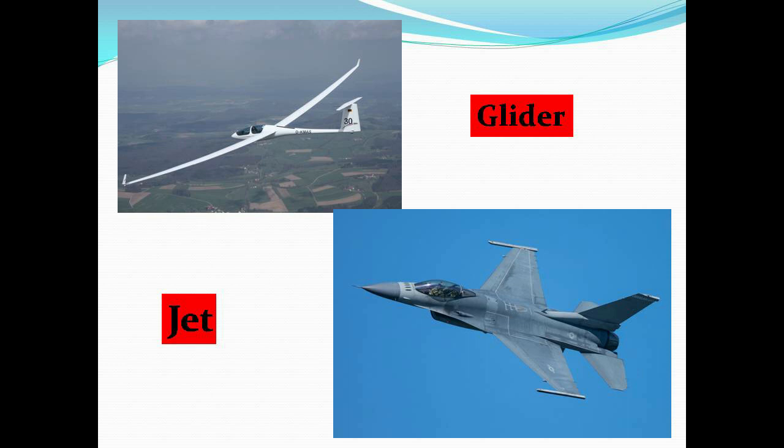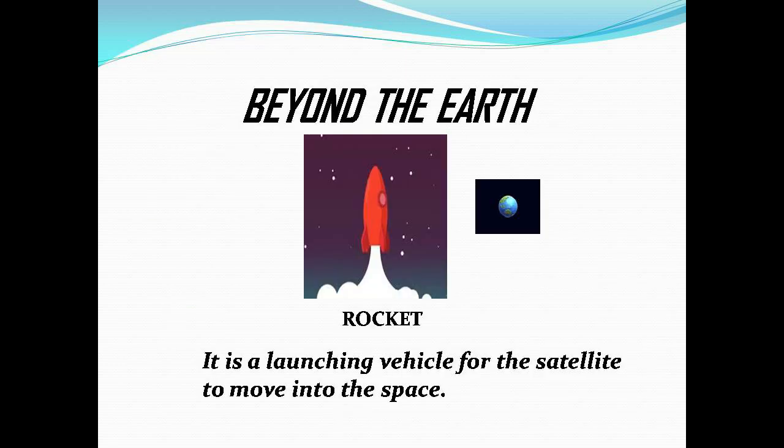Children, air transport is also used to supply food items and medicines during floods and tsunamis. They also play an important role in our lives. Children, let's have a ride on rocket and move into the space. Yes, children, rocket is a special type of vehicle. All satellites are launched to space by having a ride on rocket or on space shuttle. It is a launching vehicle for the satellite to move into the space. In Mission Mars movie, you all would have seen how successfully the rocket took the satellite to the Mars and the mission became successful.